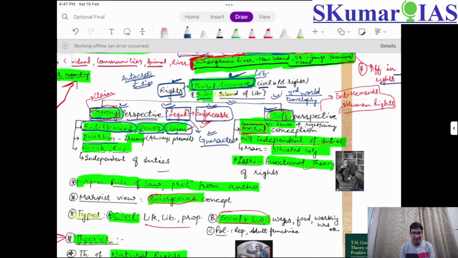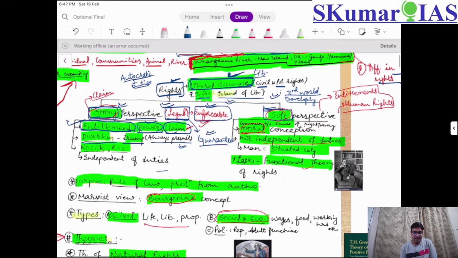Dworkin says that rights are trump and rights always prevail. This is the concept the liberal scholars give about rights. Always remember these three words: entitlement, power and claim. Rights are entitlement, rights are power, rights are claim.